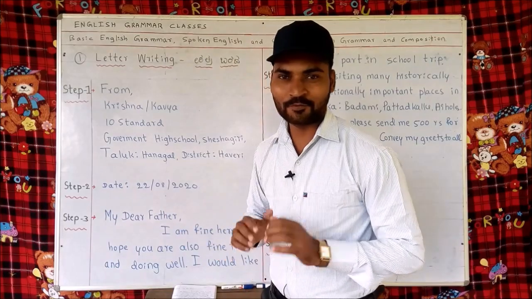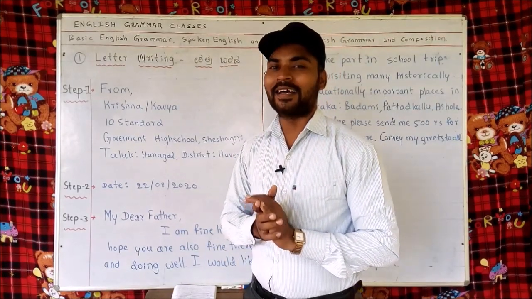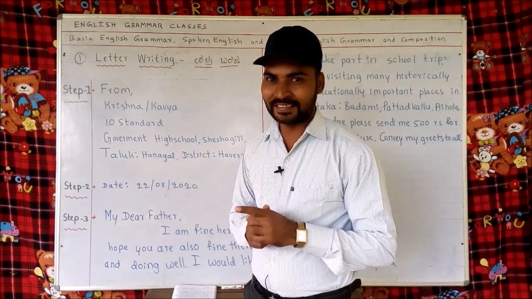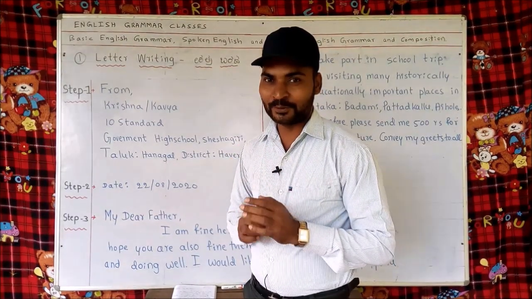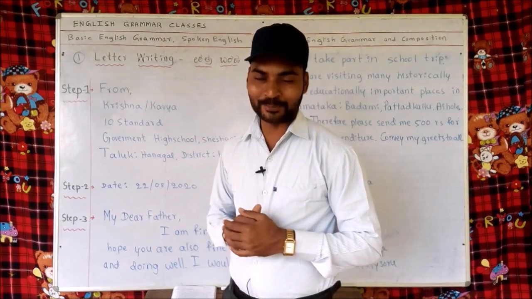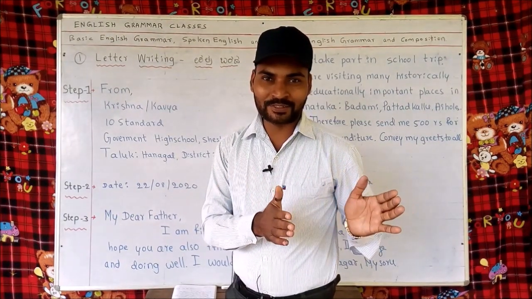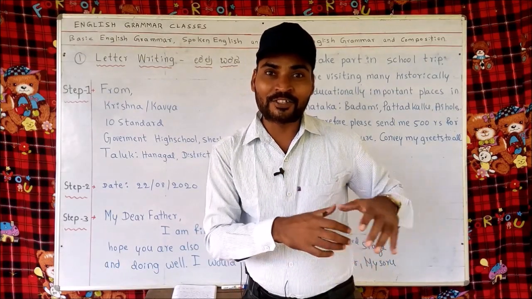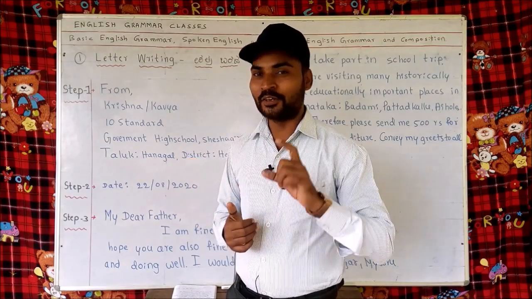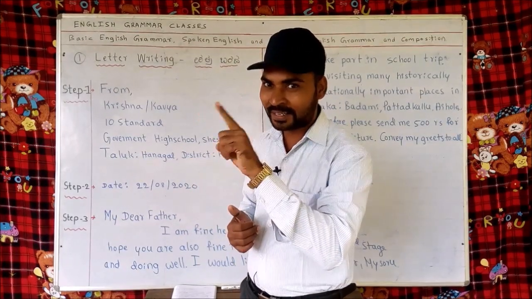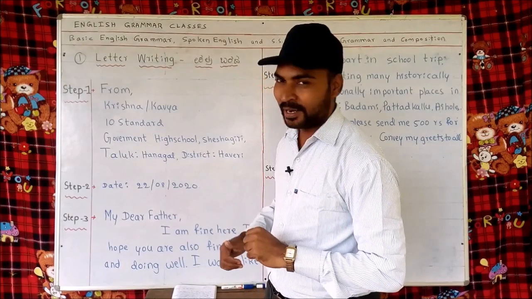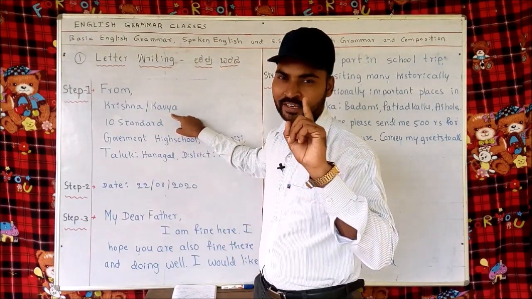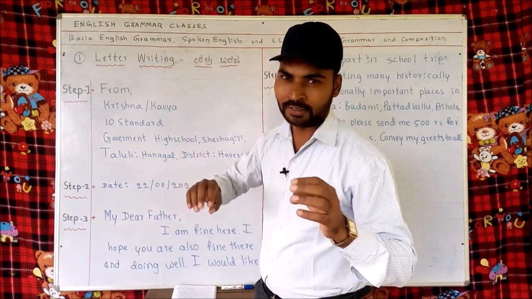Step 1, from address. When I was discussing the steps of writing a letter, I told you that we should not write our own name and address here. For our high school grammar and composition, we should write the name and address whatever is given in the question paper, not our own. So in our question, whatever from address is there, that address we should write. In our question, the name is Krishna or Kavya. If you are a boy, write Krishna. If you are a girl, write Kavya. If you are both, write both.